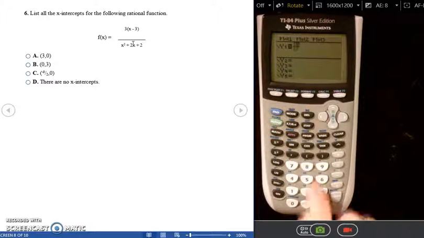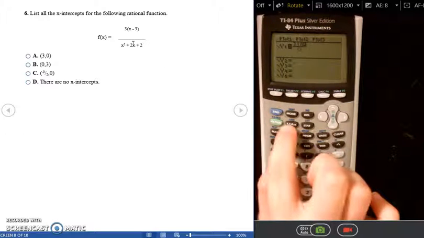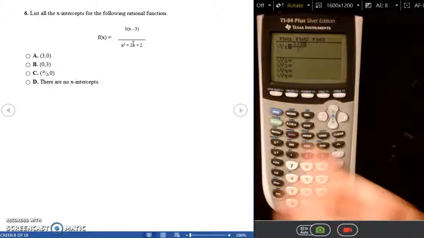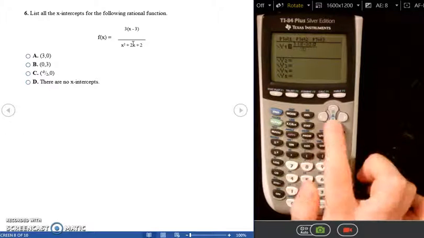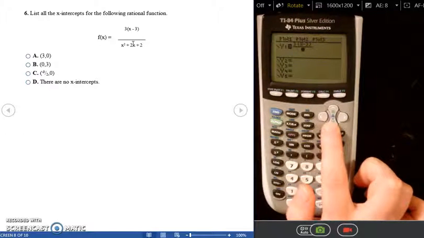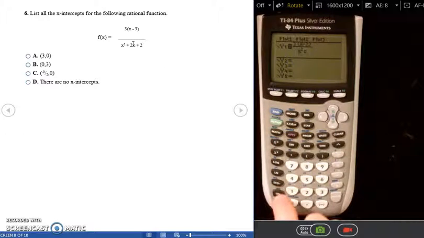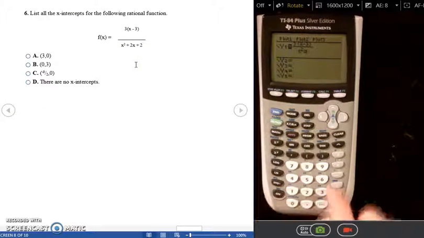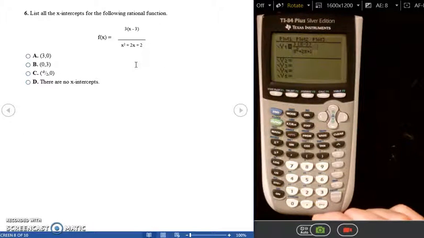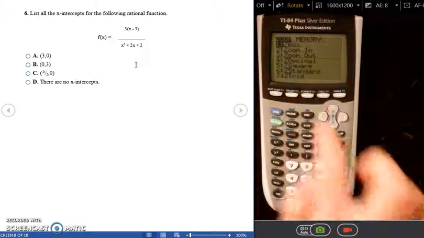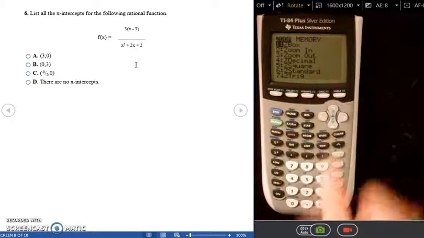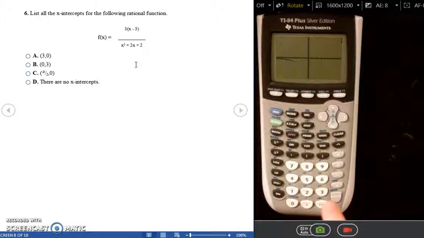I'm going to put 3, parenthesis, x, and I use this button right beside Alpha to get my x, minus 3 in parenthesis, then down arrow to get to the denominator, and then x squared plus 2x plus 2. Then I'm going to right arrow over and graph it, using the Zoom Standard choice, which is choice 6, so I press 6. This gives me a screen where the x and y axes both start and end at -10 and 10 respectively.